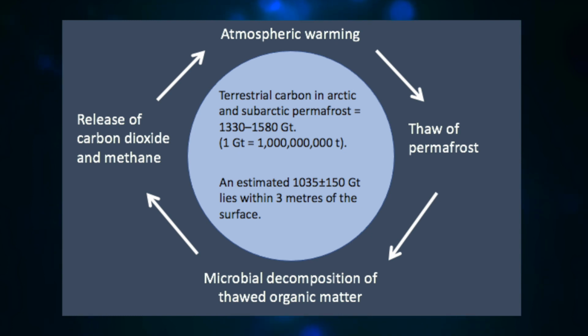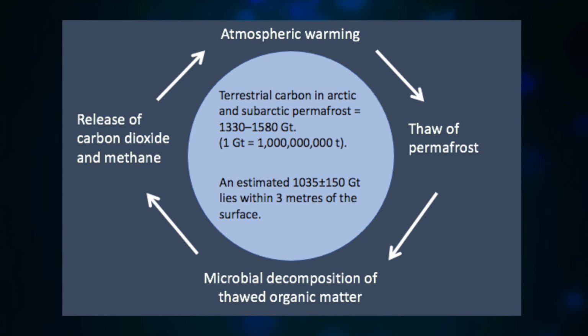Starting again at the top with atmospheric warming, we get thaw of permafrost. This in turn is resulting in microbial decomposition of organic material that was previously locked or frozen into the permafrost. Microbial decomposition releases carbon dioxide and methane, and this in turn contributes to atmospheric warming. So we have another vicious circle taking place, whereby an initial change is actually self-reinforcing.